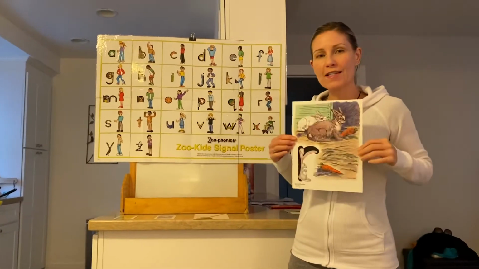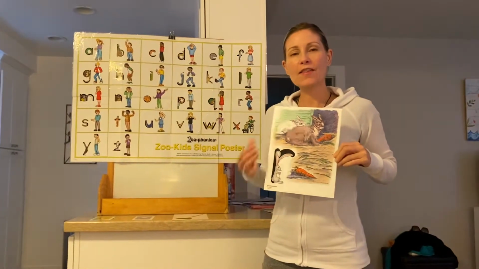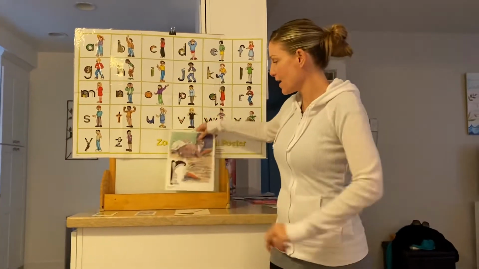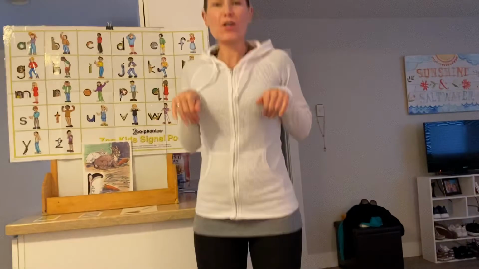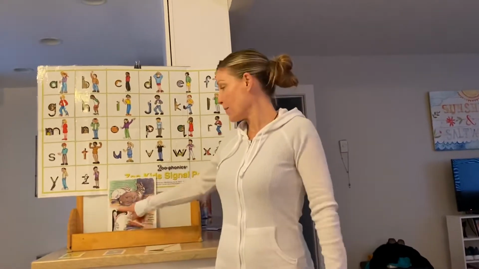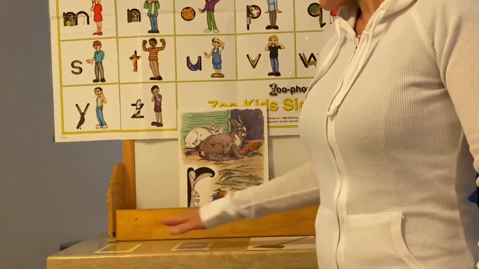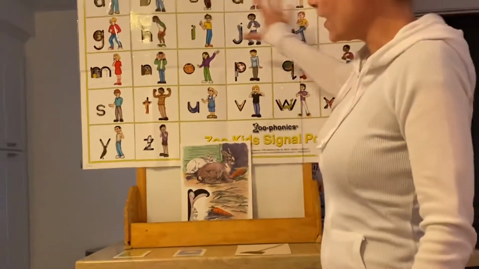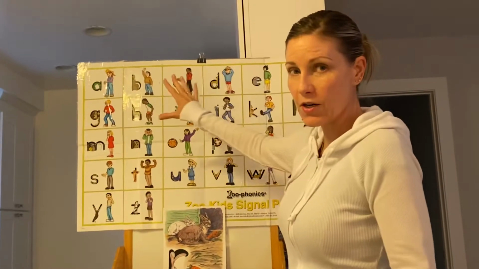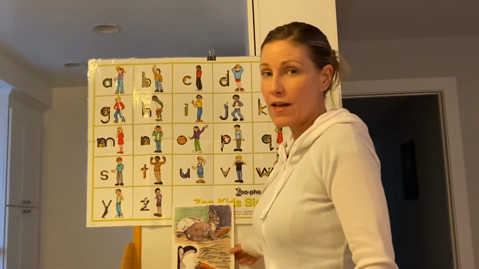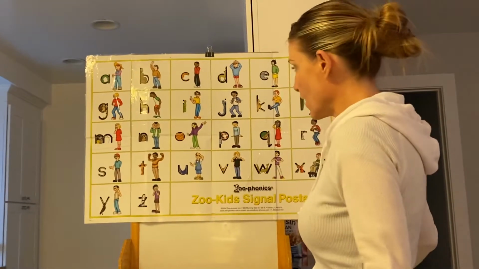Today, our focus letter is R. Let's do it together. So stand on it. Ready? For Robbie Rabbit. All right. We're going to go ahead and review our phonics for starters, okay? We have to do that every session. So let's go ahead and start that.